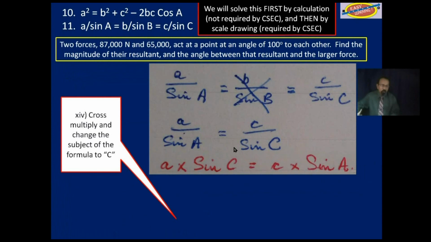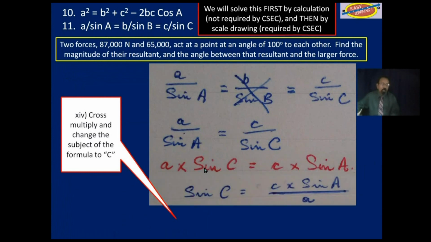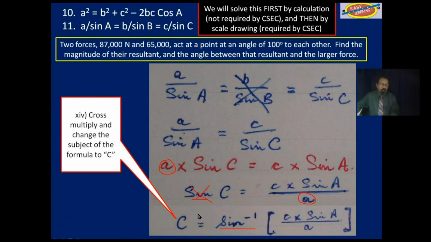We cross multiply. We move the A from here by dividing both sides by A, so A comes over here. Then we remove the sine from here by applying the inverse sine to both sides. So now that we have this, we can substitute the values we have.